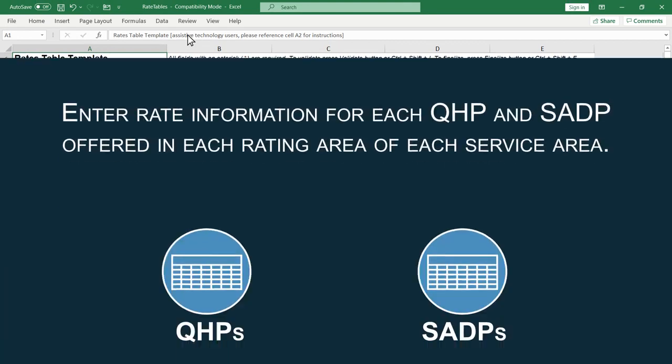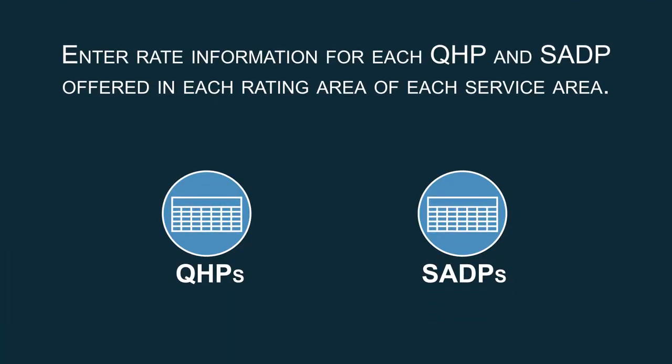You must enter rate information for each QHP and SADP you plan to offer in each rating area of each service area defined in the service area template. QHP rate information should be entered on different worksheets than SADP rate information. Note that issuers submitting in the Health Insurance Oversight System, or HIOS, must submit a single rates table template that contains rate data for all plans offered, including SADPs.